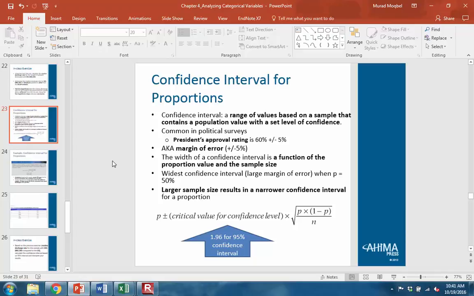For example, gender. If we have gender, we have two categories, males and females. So we will need to report the frequencies, meaning the counts, how many males and how many females, and we will need to report the percentage of males as well as the percentage of females. So that's how we decide about the application of descriptive statistics for categorical variables.